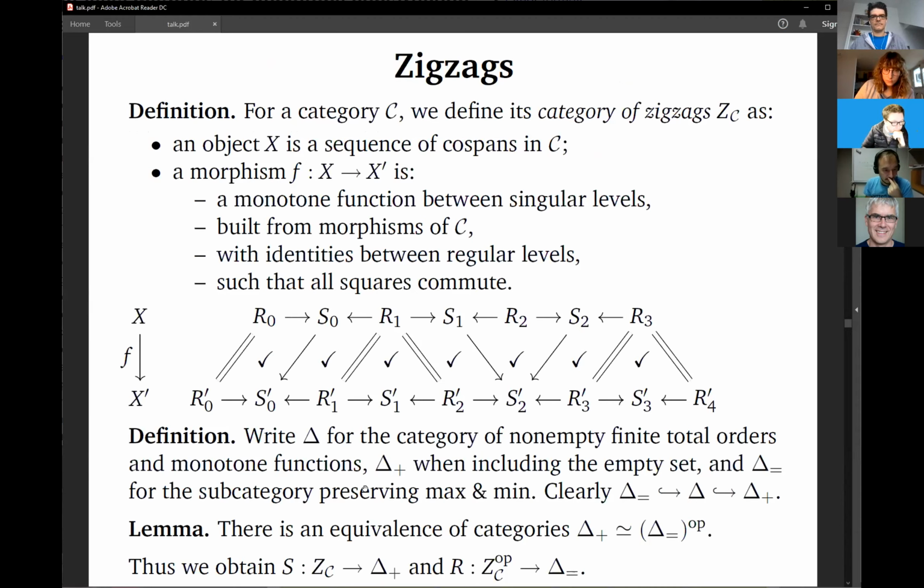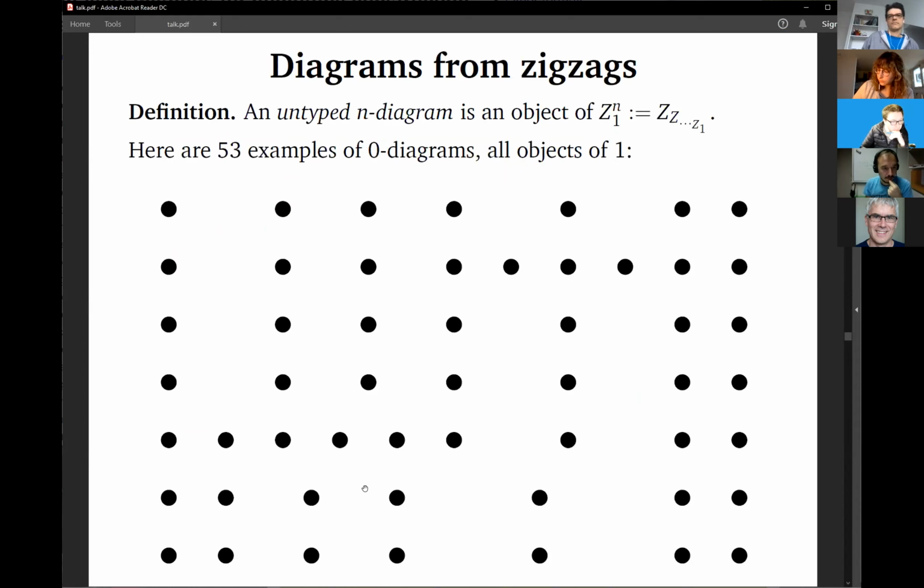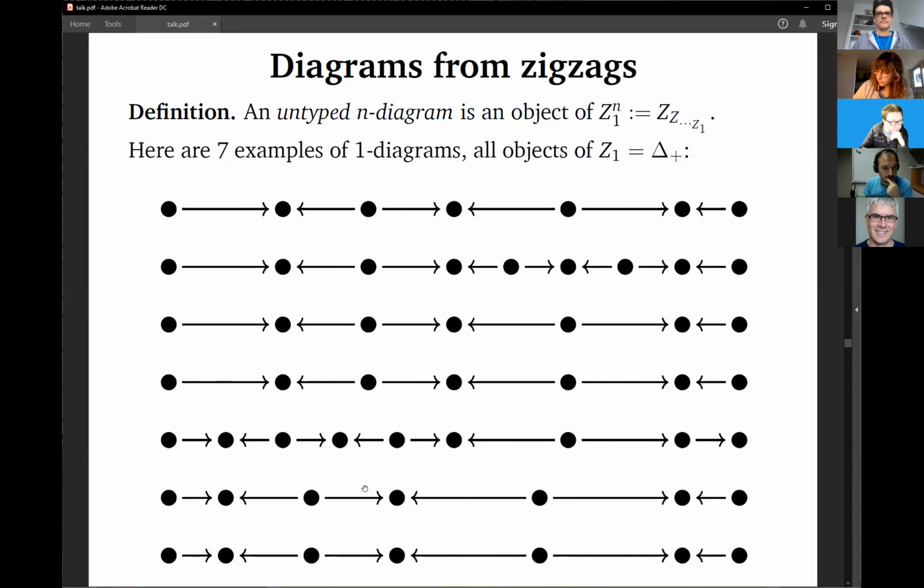All right. So for any category C, we get a new category where objects are cospans in the original category, basically, and morphisms are some sort of monotone function-like entity between them. So here are 53 examples of 0 diagrams, all objects of the terminal category, fair enough. Here are 7 examples of 1 diagrams, so all objects of Z of 1. So what is the zigzag category of the terminal category? Well, it's just the simplex category, delta plus. Plus here means that I also allow the empty set. So objects are finite, totally ordered sets, and morphisms are monotone functions. That's the category Z of 1.